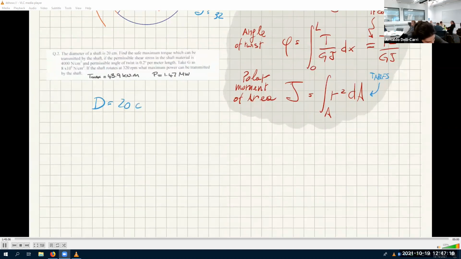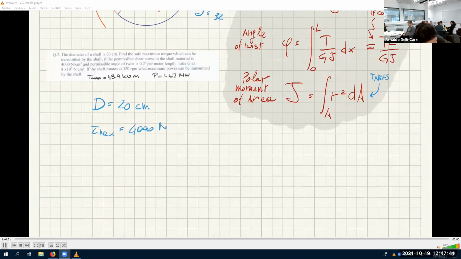Engineers don't like to use centimeters. We like meters or millimeters, because it's always 10 to the power of 3, 10 to the power of 6, 10 to the power of minus 3, minus 6, nothing in between. But since everything looks to be in centimeters, let's use newtons and centimeters. Now, the maximum shear stress is 4,000 newtons per centimeter squared.